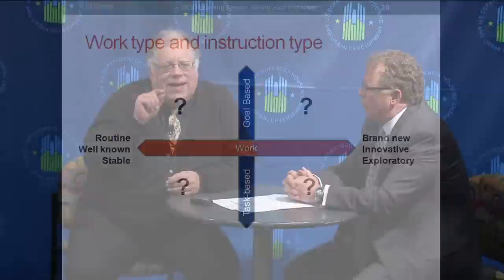Your type of instruction has to match the type of work. And that's the last point that we really wanna make. It's not only a matter of style, but it's a matter of understanding the type of work you're doing and the type of instruction that's best for that. If I try to do goal-oriented work for something that's very routine, I'm putting people through a lot of effort to come up with an answer that I already know is prescribed. On the other hand, if I try to be task-based about something that's brand new, I'm never gonna get there because I'm gonna constrict the creativity of the people there.